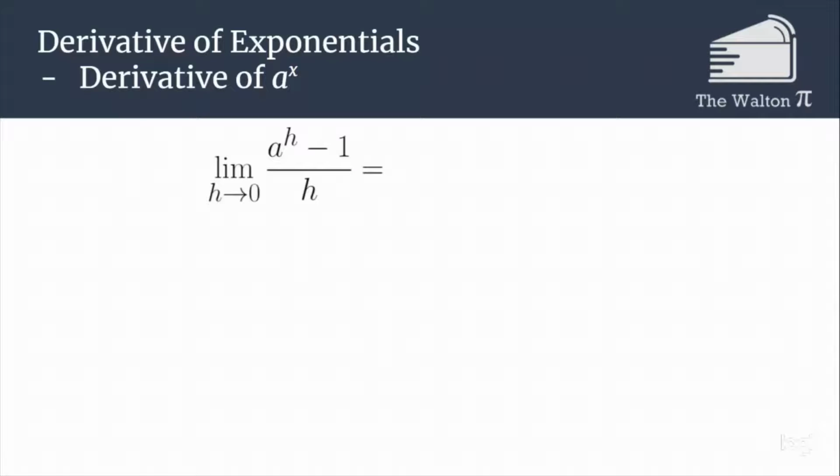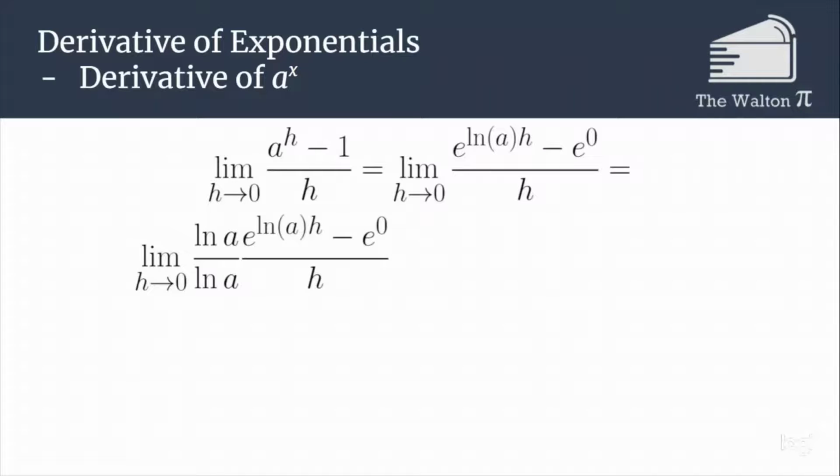We're going to start by replacing the a with e to the natural log of a. So that becomes the limit as h goes to 0 of e to the natural log of a times h minus e to the 0 all over h. At this point we need to try and figure out a way to rewrite this, so we're going to multiply the top and bottom by the natural log of a. The reason we chose to do this is because we had e to the natural log of a times h, so we are wanting a natural log of a times h on the bottom as well. So that's why we had to multiply both the top and bottom by the natural log of a.